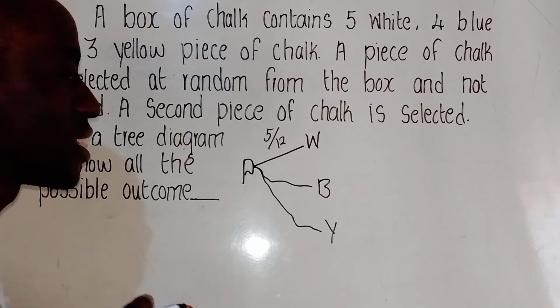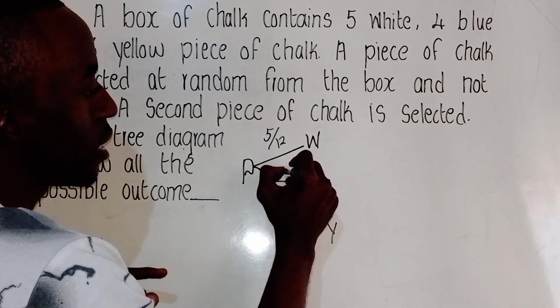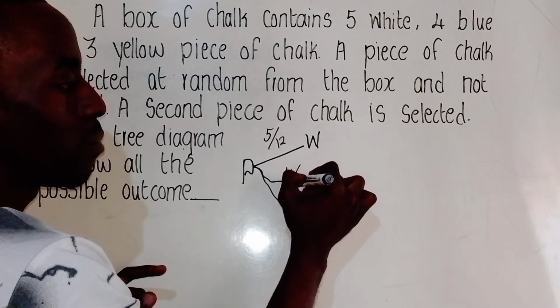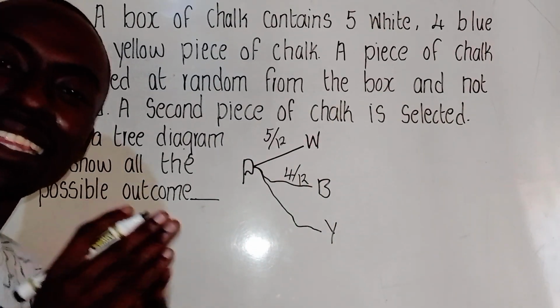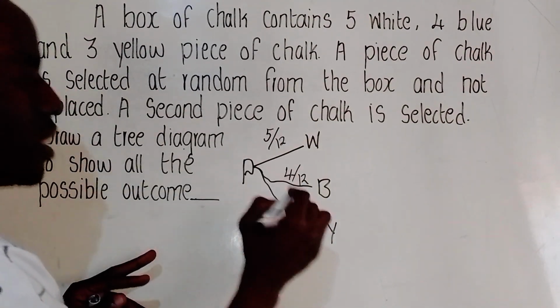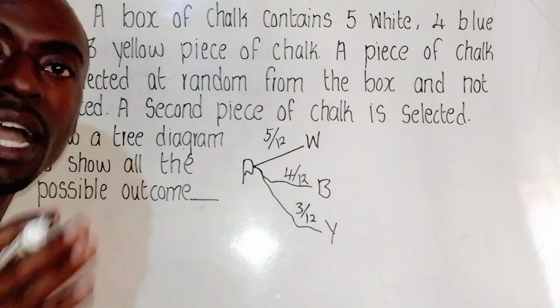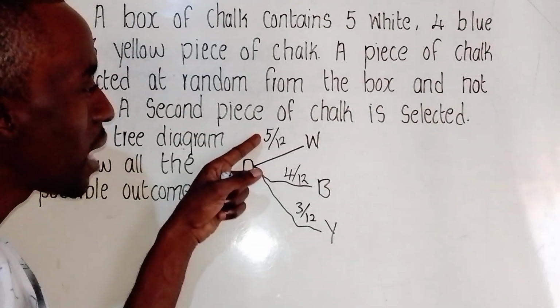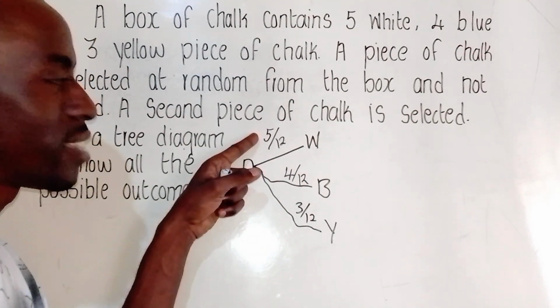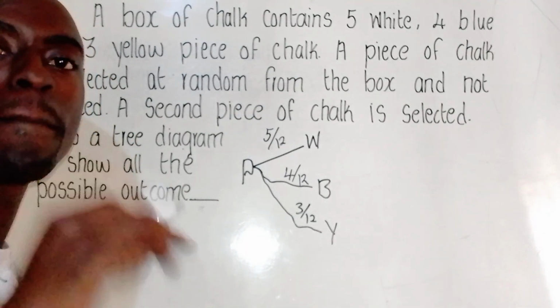Now, what are the chances of picking a blue? For blue we have 4, so you say 4 over the total number, which is 12. What are the chances of picking the yellow? The yellow is 3 over 12. Now, this simply means the one with the highest numerator, like 5, stands a chance of being picked most.